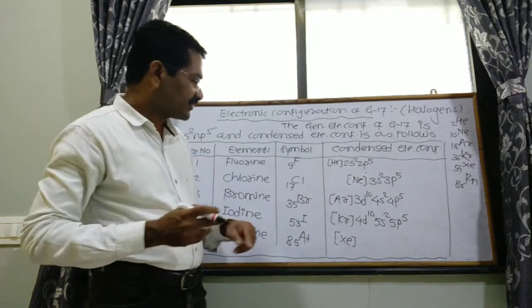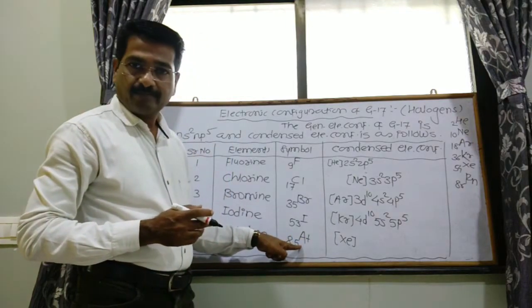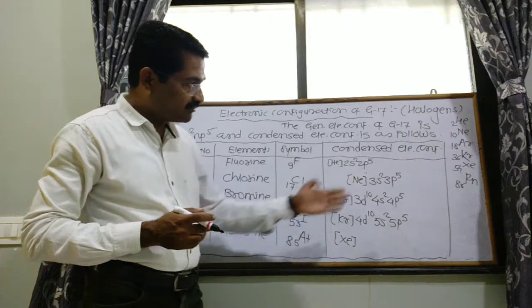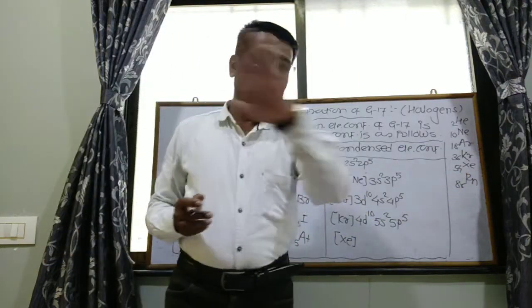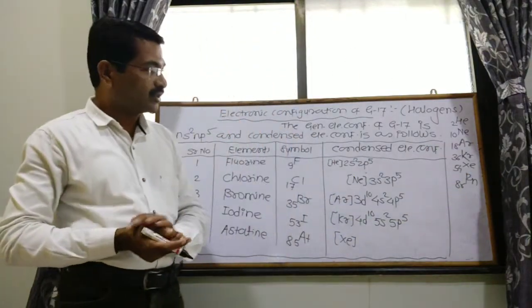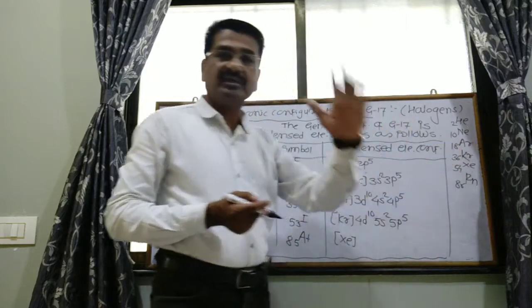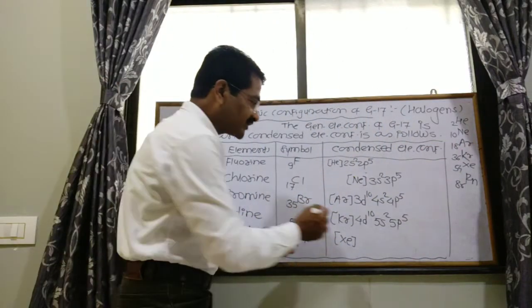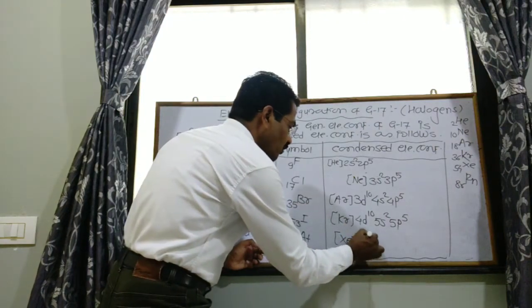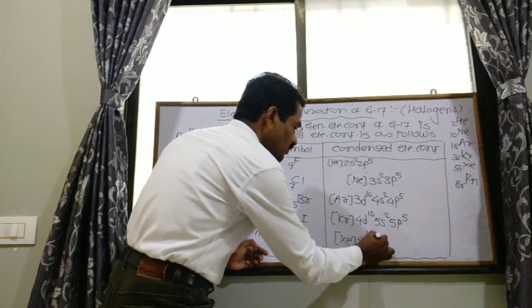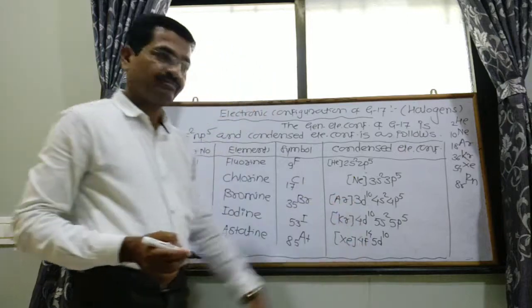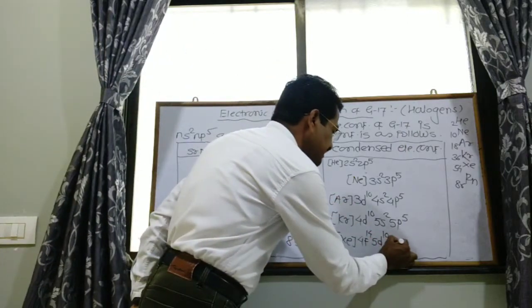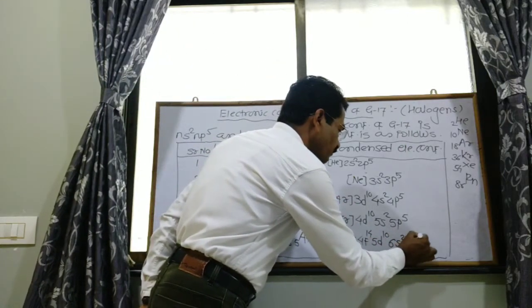So this is the condensed electronic configuration of iodine. And last is astatine, containing 85 electrons. We don't use radon, which contains 86, but we want xenon, having 54. So xenon is 54. After that 4f14, then 5d10 in the next shell, then 6s2, 6p5.